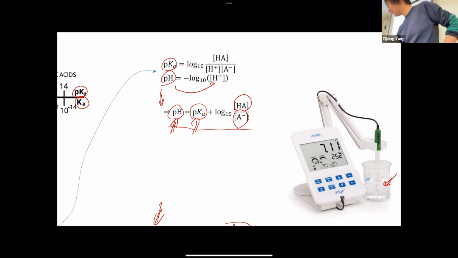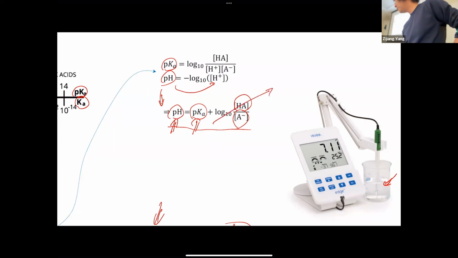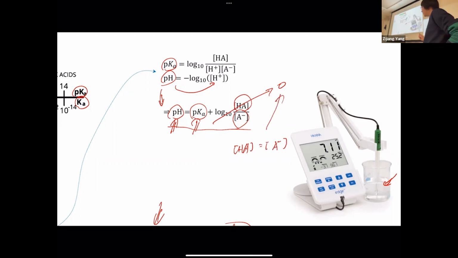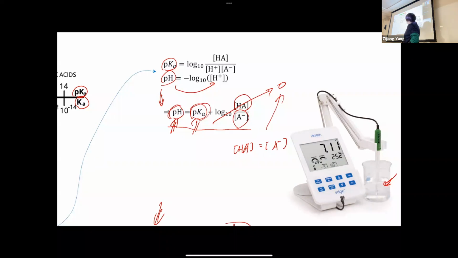On the other hand, we can also say that if this term equals 0, it means HA equals A minus. So in this case, this term equals 0. At this point, pH equals pKa. So when pH equals pKa, we know that their concentrations are equal. Or on the other hand, as long as their concentrations are equal, the pH that we measured reflects pKa.